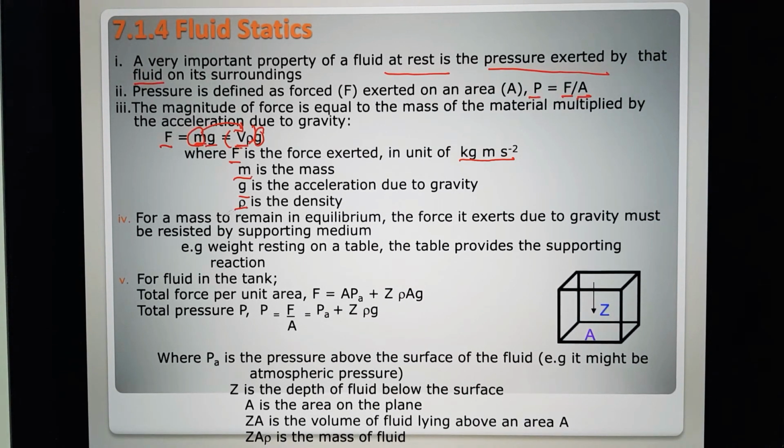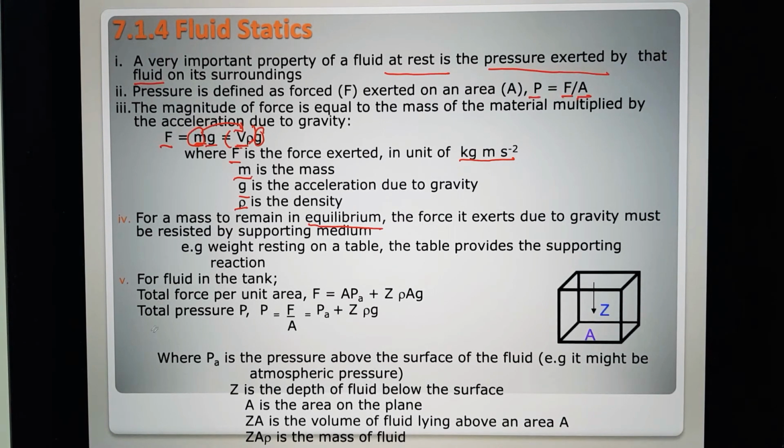For a mass to remain in equilibrium, meaning that it has the same pressure from the inside and outside of the area, the force it exerts due to gravity must be resisted by a supporting medium. For example, when a weight is resting on a table, or when you are sitting on a chair. From the bottom part there is a pressure from the gravity, and you yourself have your own mass. Your pressure is going downward, whereby the gravity is going upward. So the table or the chair will provide the supporting reaction.